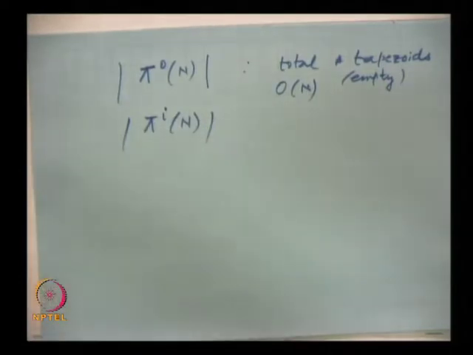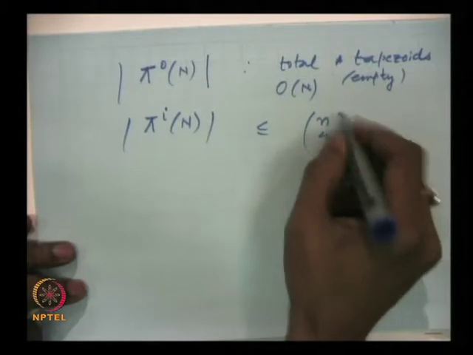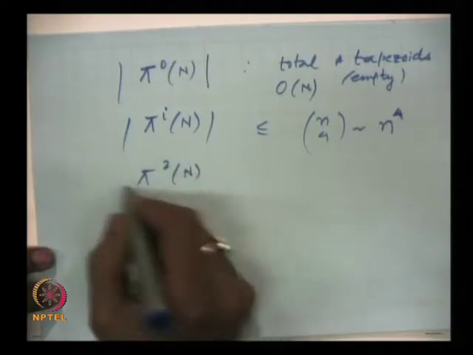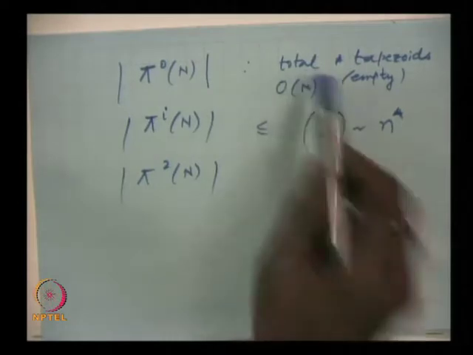Can you count this quantity? I am interested to know the number of trapezoids, or get a bound on the number of trapezoids that have i intersecting segments. What is the total number of trapezoids without bothering about i? Right. So, if there are 4 segments defining a trapezoid, the maximum number of trapezoids is n to the power 4. So, a trivial bound for this is that it is less than n choose 4. Okay. But suppose I am interested in pi 2 of n or something like that. Maybe it's much closer to order n than n to the power 4. So, how does one even count that?